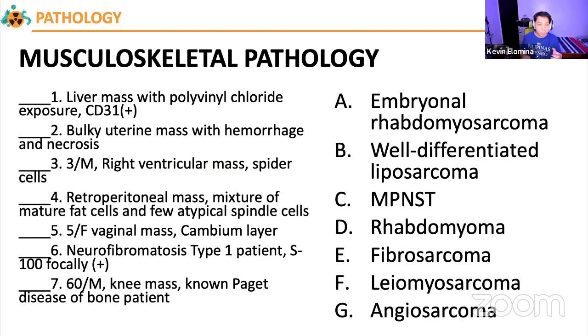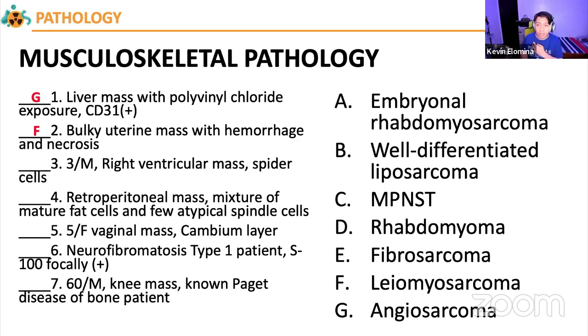Now let's go to some tumors. If you have a liver mass with an exposure sa polyvinyl chloride, that is your angiosarcoma, no? Now this one, a uterine mass. Ano bang nakikita mong tissue sa uterus? Smooth muscle. So your diagnosis is leiomyosarcoma.